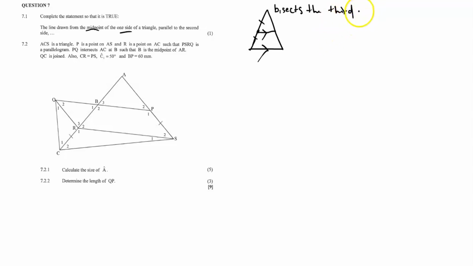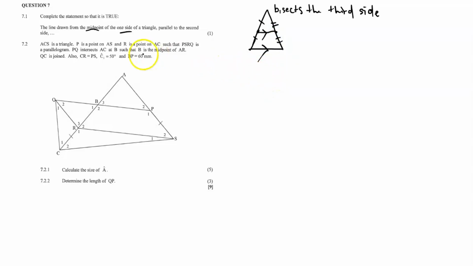Because we do know the midpoint theorem. It says if a line is drawn joining the midpoints of two sides of a triangle, then that side is parallel to the third one and equals to half its length. So that means this one is also the midpoint. This point is also a midpoint. So it bisects the third side.